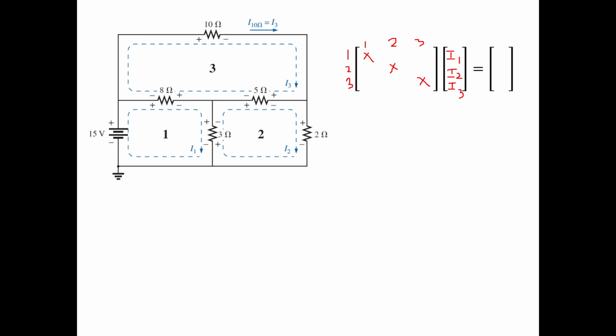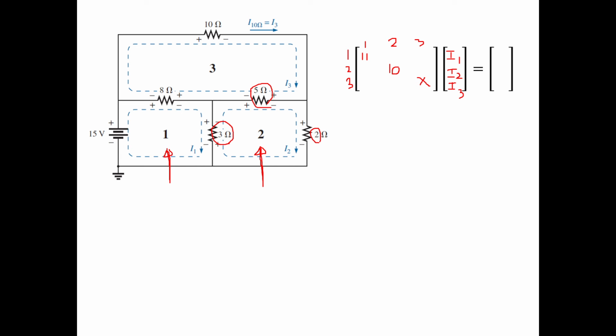How do you fill 1, 1? Go to loop number 1 and add all resistances in loop 1. This is 8, this is 3. What is the value? 8 plus 3 is 11. So we are going to write 11 in this place. Now we are going to fill this element. How do you fill it? Go to loop number 2 and add all resistances in loop number 2. 3 plus 5, 8. 8 plus 2, 10. So here we are going to write 10. So this is 2, 2.